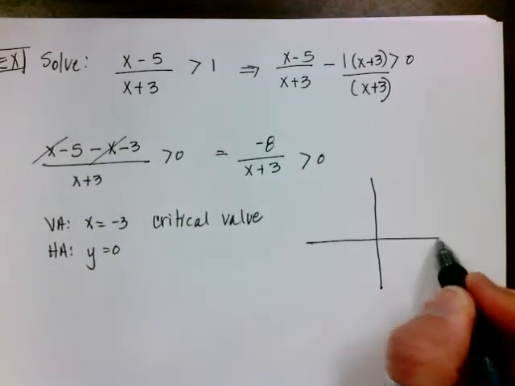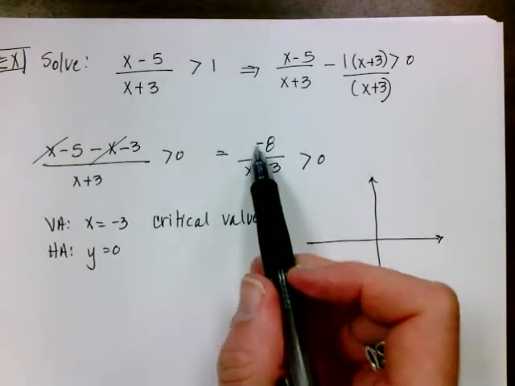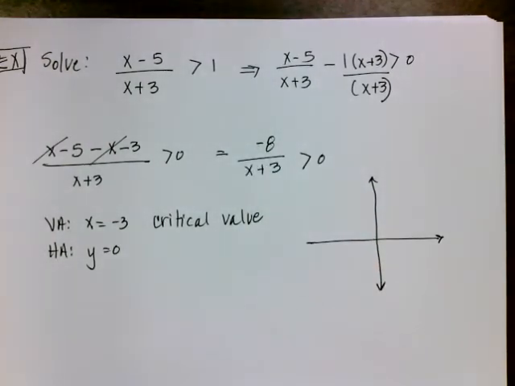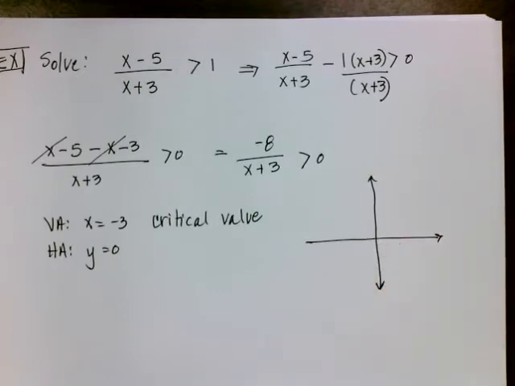So now I'm going to sketch my graph. Okay? Alrighty. The negative is going to flip my branches, so I'm going to put my asymptote in here. Alrighty.